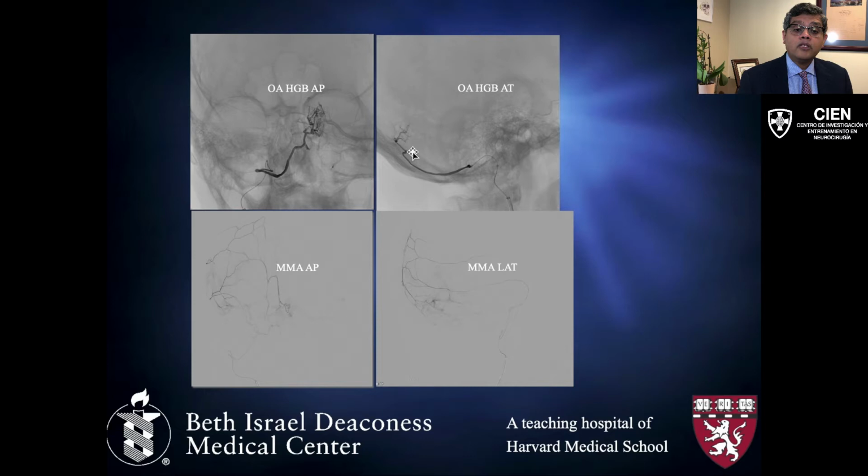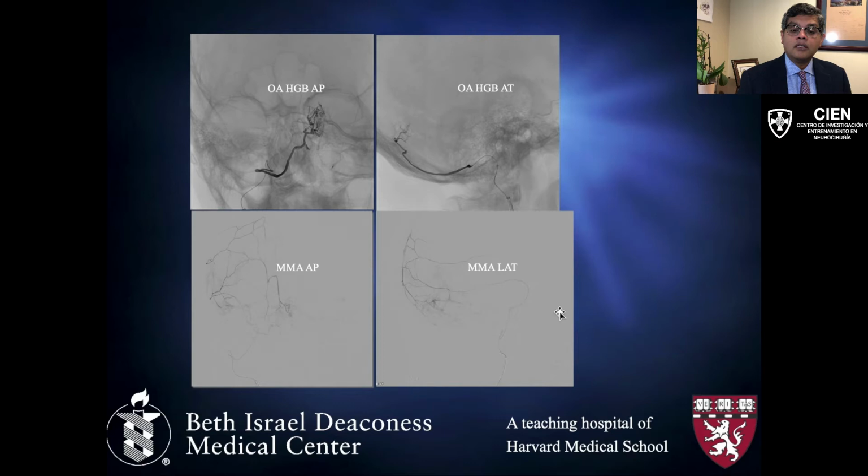You could see that we did get into the fistula, but at the end of the procedure, the draining vein is still present. Now, the middle meningeal artery contribution to it was much smaller. You can see it's just a tiny filamentous branch leading to it. See, this is the middle meningeal artery.